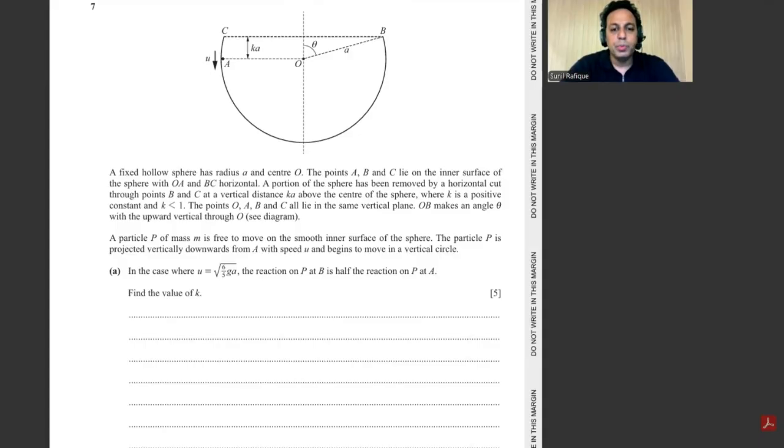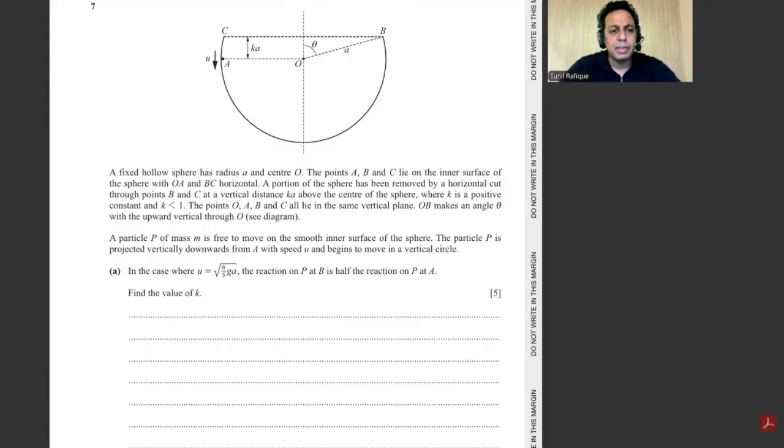The points O, A, B, and C all lie in the same vertical plane. So OB makes an angle theta with the upward vertical through O. See diagram. I can see that. A particle P of mass m is free to move on the smooth inner surface of the sphere. The particle P is projected vertically downward from A with speed u and begins to move in a vertical circle. Okay, so this is a vertical circle question, and we can see there's plenty of information.